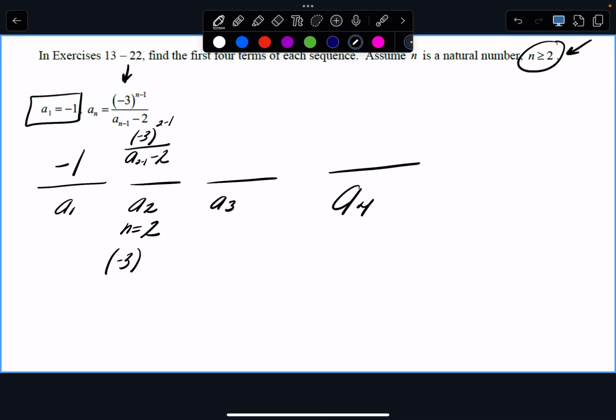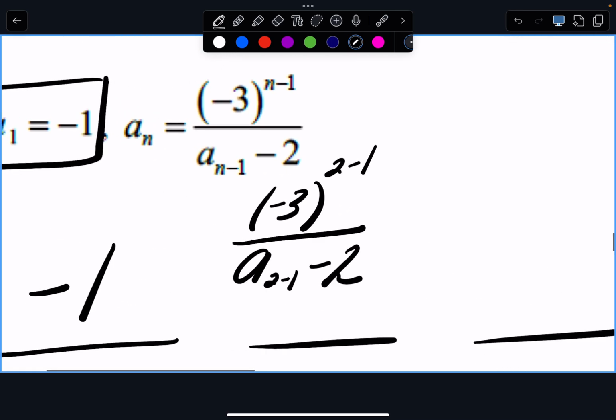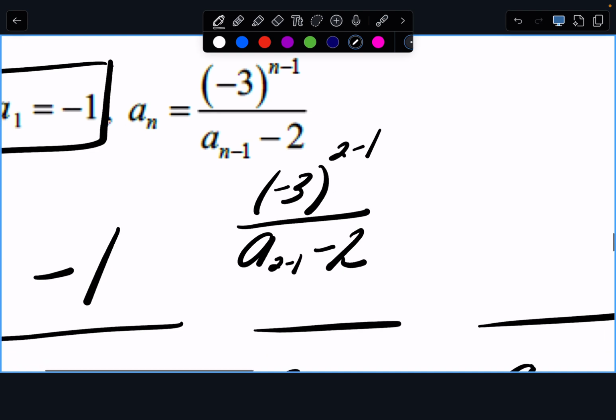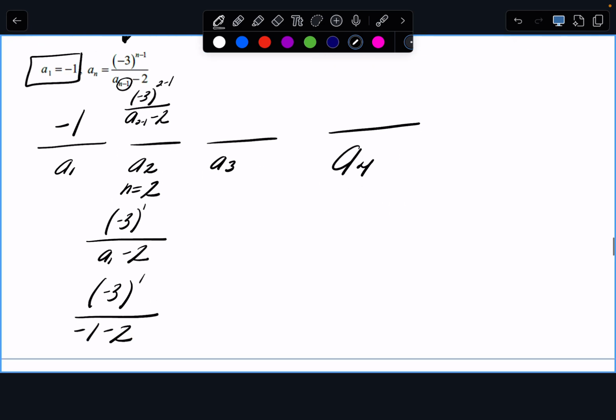I'm going to go below. That's -3 to the what power? 1 divided by, isn't that a sub 1? Yeah. Minus 2. Well, then simplify again. So that's -3 to the first divided by what is a sub 1? -1 minus 2. What do you mean? I was just confused why you're writing a sub 1. It's just 1. Because I plugged in 2. 2 minus 1. So then what am I getting on top? -3. And on bottom I'm getting -3, which is 1. Oh, all that work for that.